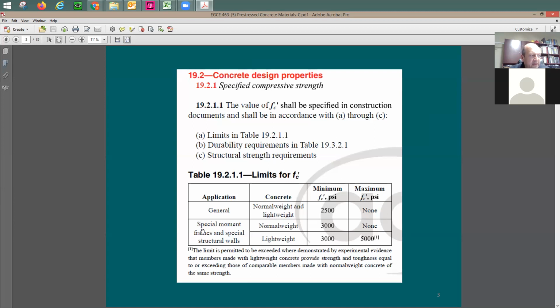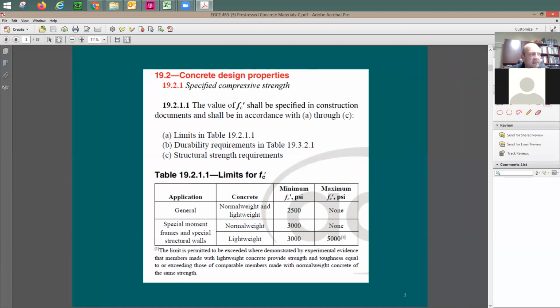We are not going to be doing seismic moment frames here. We are not going to be doing structural walls or prestressed walls. So this section here for the lightweight concrete and the normal weight concrete applies for seismic. So this section here, I'm going to put the box. I'm going to say this is going to be for seismic. So this one is the one that we really care about. You have a minimum of 2,500 conventional concrete, and there is no max. This is very good.